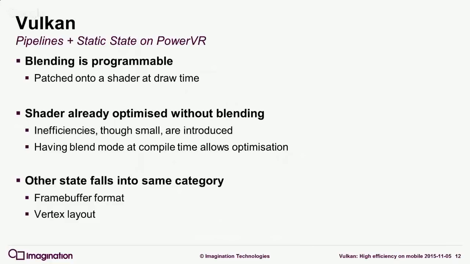The thing is, the shader is already optimized without the blending enabled. So when it comes time to bolting on these additional instructions, you do end up with a few small inefficiencies. Because if you could have that information ahead of time before compilation, you might be able to optimize some instructions out because you're either duplicating or you've got some pipelining in your architecture that allows you to put these things together. So having it ahead of time, like Vulkan does, means we can actually get a more optimal shader.